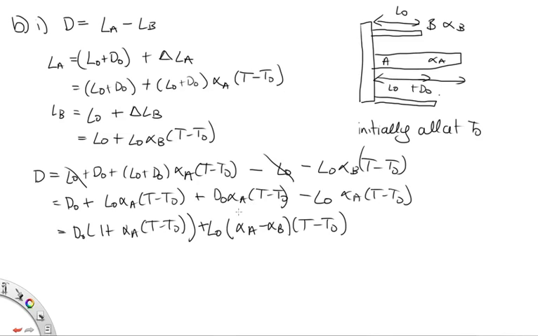In part 2, it says give an expression for the value of the ratio D naught on L naught which produces the result that D is independent of temperature. Okay, so part 2, D independent of temperature.